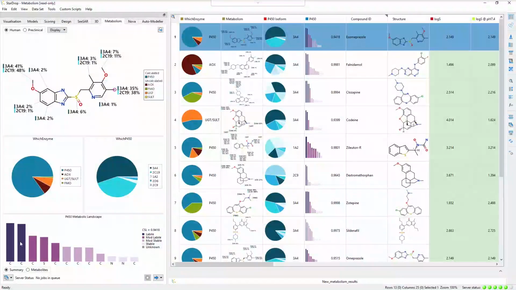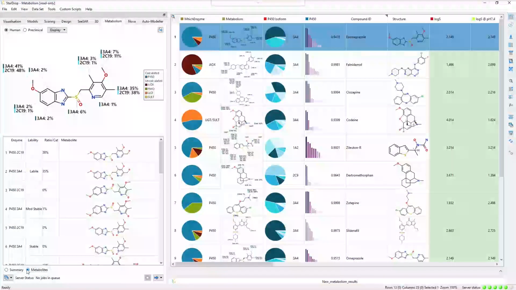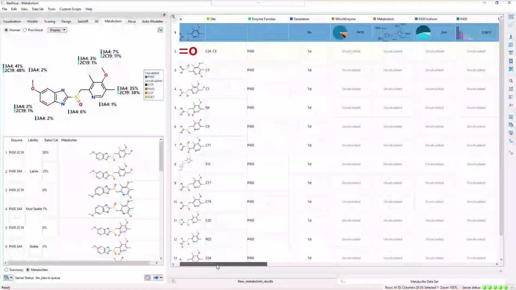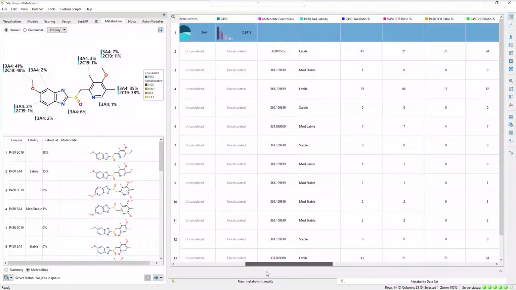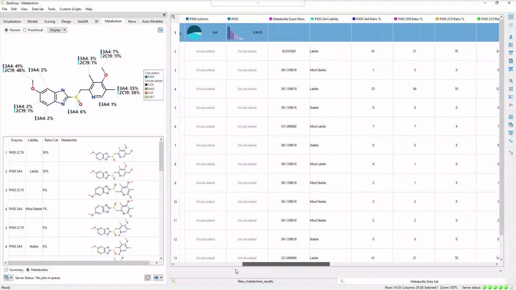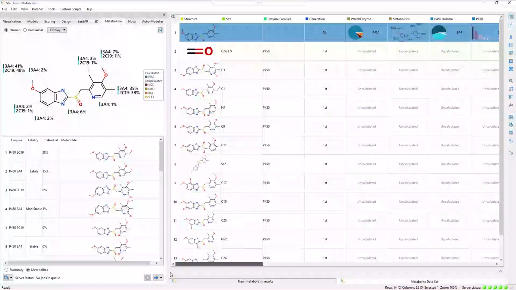of metabolism. A table of metabolites is shown at the bottom of the metabolism area. All of the predicted metabolites and associated data can be exported into a new dataset for further analysis. Their exact masses are calculated for comparison with the results of metabolite ID experiments. You can apply StarDrop's other predictive models to identify the potential for formation of active or toxic metabolites.